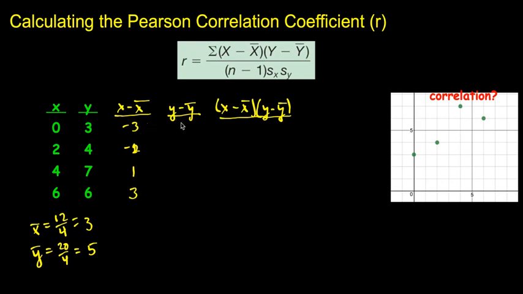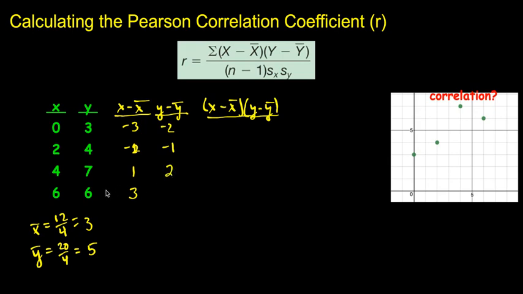All right, so now over here with the y values, let's scooch this over a little bit because we're taking up a lot of space. So each y value minus the mean, which is 5 for the y's, so 3 minus 5 is negative 2. 4 minus 5 is negative 1. 7 minus 5 is 2, and 6 minus 5 is 1. Again, check. That total should be 0.